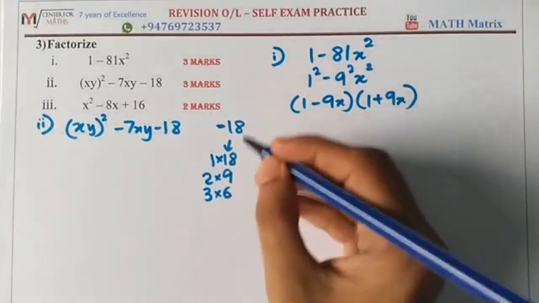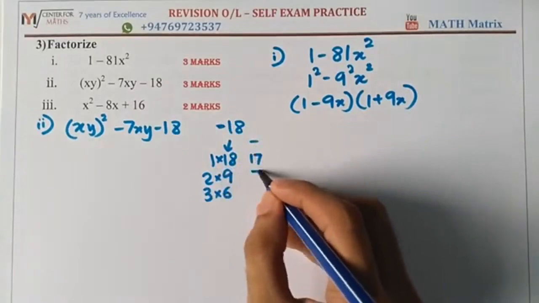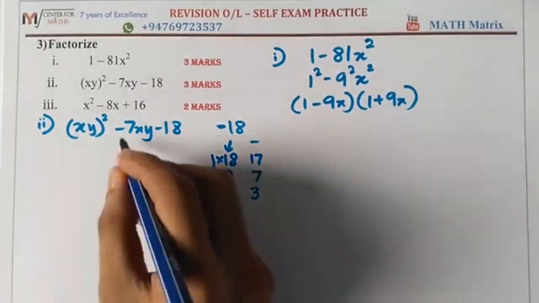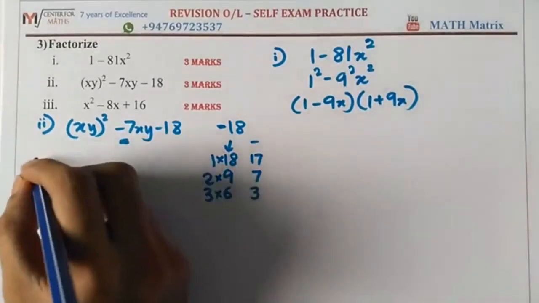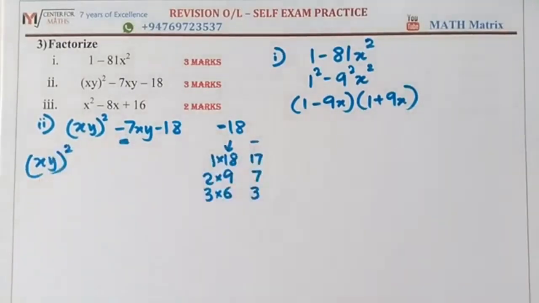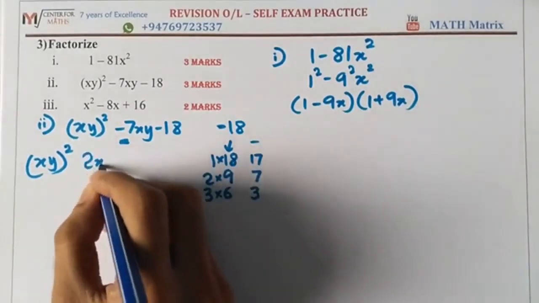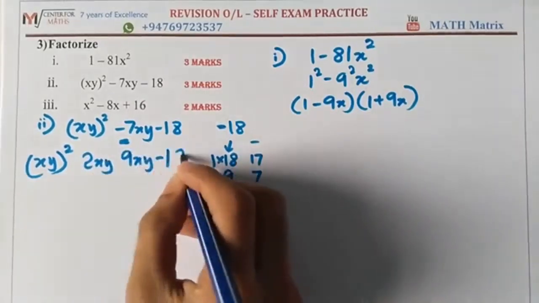So now here we got a minus sign, which means we have to go with the differences of these. So here the difference is 17, here the difference is 7, and here the difference is 3. Okay, we got the middle value with 2 and 9. Okay, right, so xy squared. Now we can divide this into two parts. One is 2xy and the other one is 9xy, and minus 18.